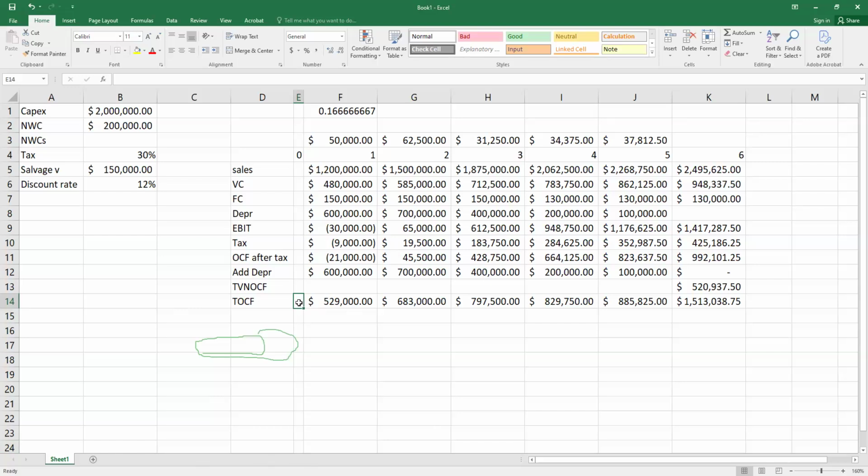Okay, so far we have computed all the cash flows. Now we need to compute investment cost. It's basically the initial investment, but it should be negative.